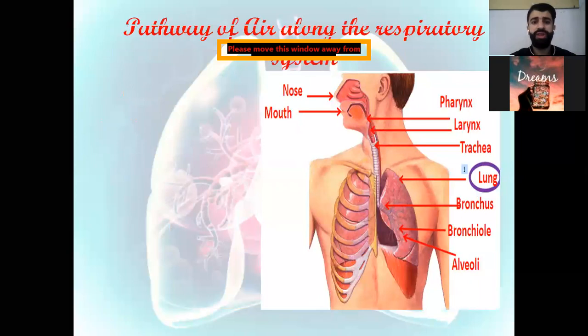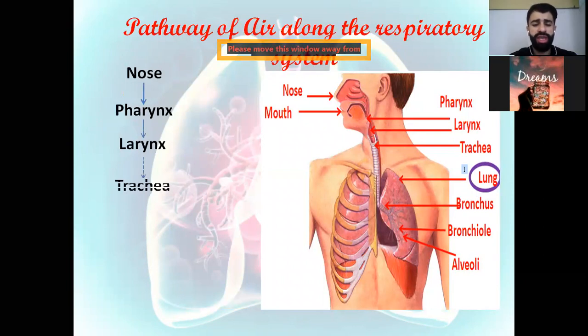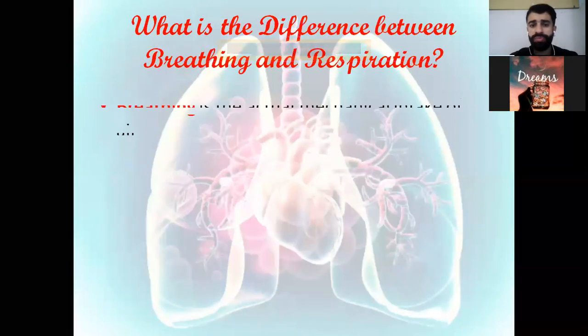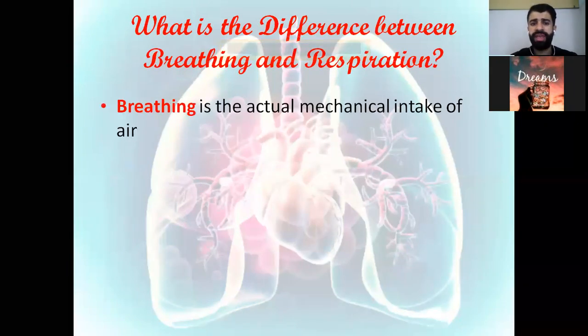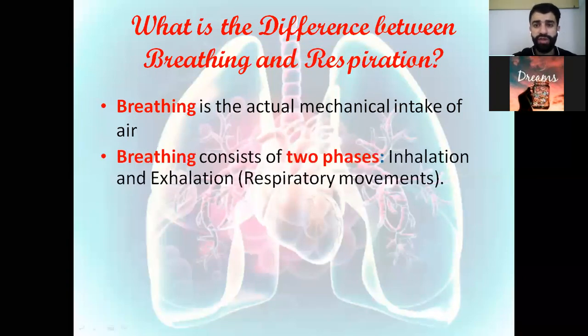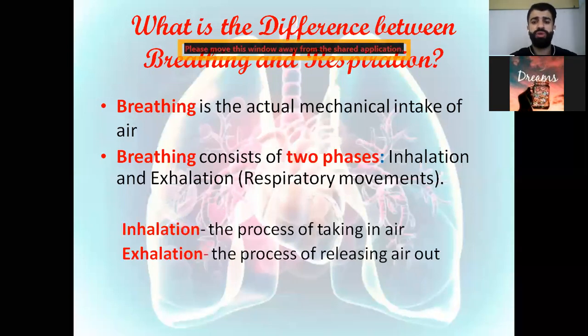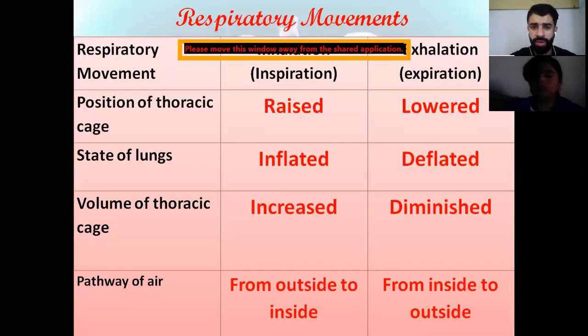Okay? So we said that the pathway of air along the respiratory system includes the nose, the pharynx, the larynx, the trachea, the bronchus, the bronchioles, and then the alveoli. Breathing, we said, is the actual mechanical intake of air, and it consists of two phases, inhalation and exhalation. Inhalation is the process of taking in air, while exhalation is the process of releasing air out.